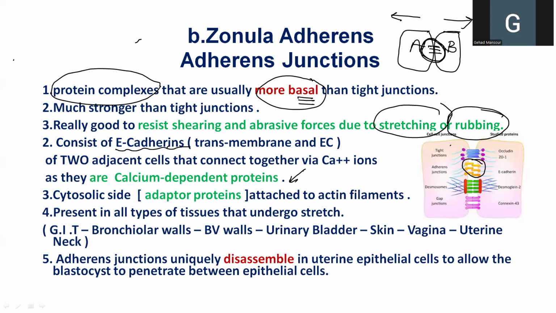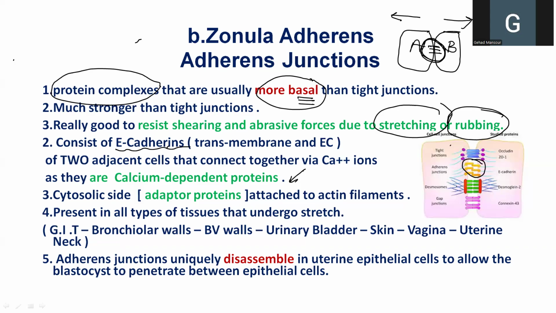They are again present in all types of tissues that undergo stretch, and you have the list of examples, and you might be amazed to find similar examples on both slides, but this is normal because a cell will have tight junctions and adherens junctions. Maybe one type will be more abundant than the other. So it's not astonishing that we find both examples in the same cell.